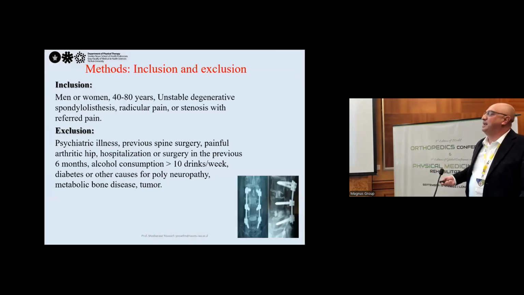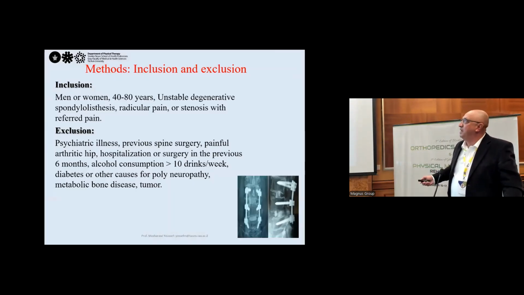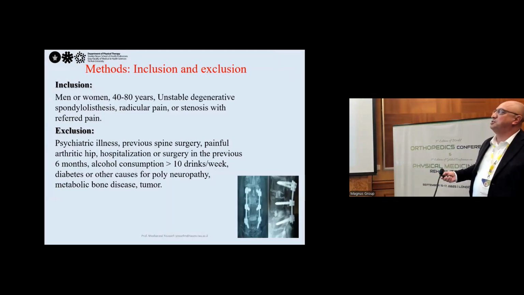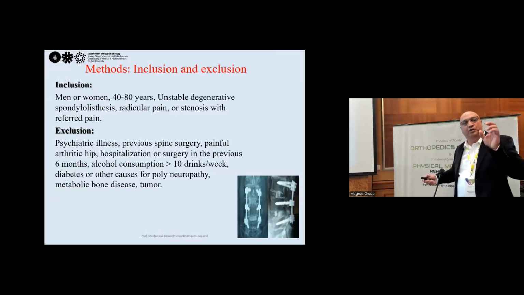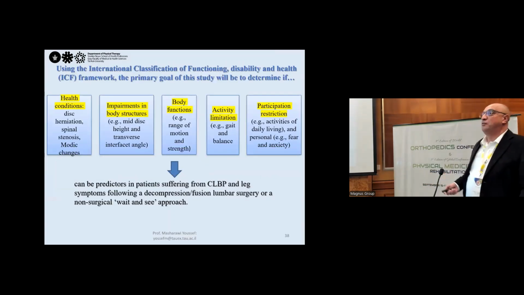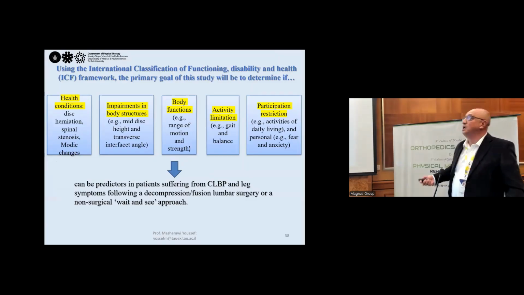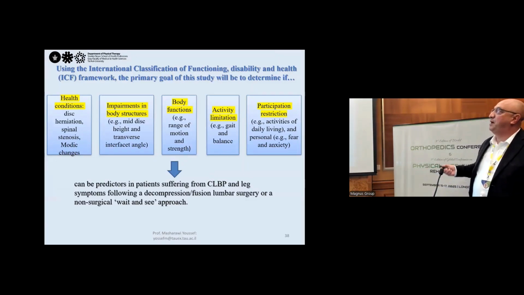Okay, so the inclusion for this study, specifically for this paper: men or women 40 to 80 years, unstable degenerative spondylolisthesis, radicular pain or stenosis with referred pain. Exclusion: psychiatric illness, and so on, all is written. We need to really try to be sure that symptoms are not related to other conditions rather than the spine. Of course, as has been mentioned here the last 2 days, we use the International Classification of Functioning, Disability and Health, the ICF framework. We know it's there, but we need, of course, to translate each one for the one that we want to check. For example, the health condition is about the disc herniation, spinal stenosis, modic change.